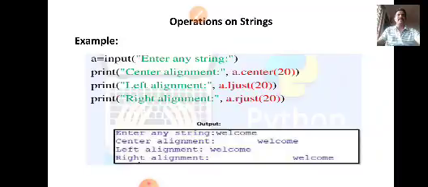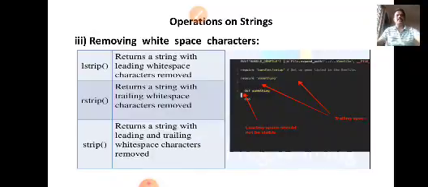Now here is an example. Enter a string. We just entered the string "welcome". Center alignment puts it in the center of the specified width. Left alignment brings it to the left side. Then right justification sends it to the right. You observe in that example: first center, then left justification, and right justification.